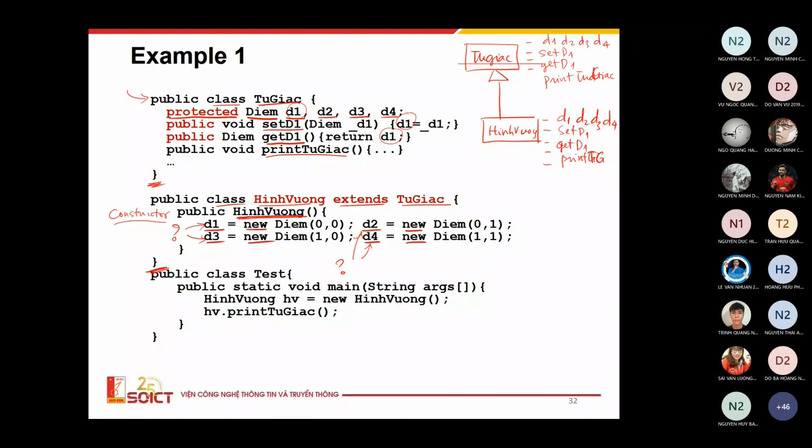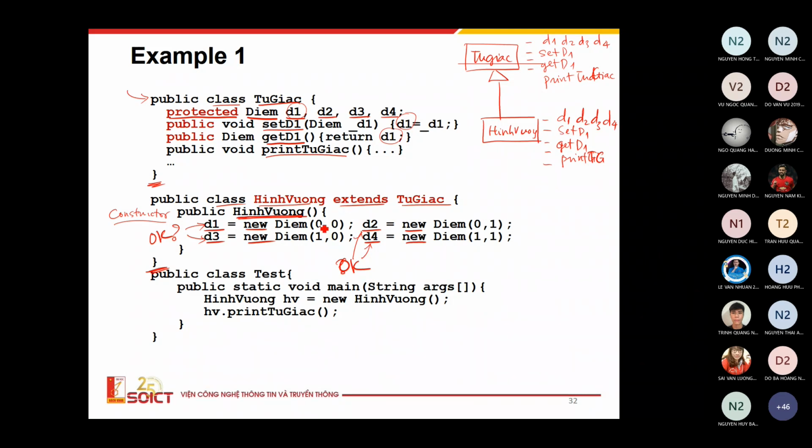Đấy. Vì vậy các bạn nhìn vào khai báo lớp hình vuông này, mặc dù các bạn không nhìn thấy D1, D2, D3, D4, nhưng bạn phải hiểu là nó được kế thừa từ tứ giác. Vì vậy ở đây việc tôi gán giá trị cho D1, D2, D3, D4 thì vẫn ok nhé, do nó được kế thừa từ lớp tứ giác.